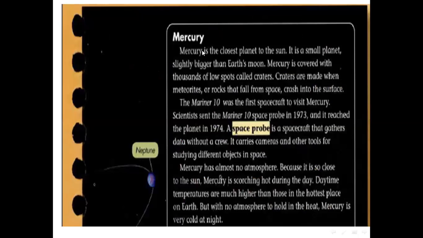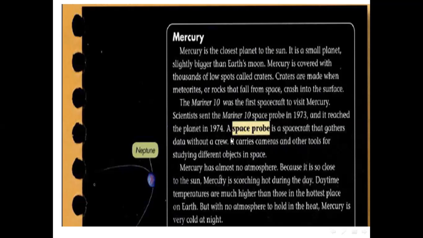The first one was Mercury. Mercury is the closest planet to the Sun. It is a small planet, slightly bigger than Earth's moon. Mercury, we said, is covered with thousands of low spots called craters. Why? Because there is no atmosphere to burn the comets, so they fall and hit the surface of the planet itself, Mercury, and they make these craters. Craters means shapes on the surface itself.